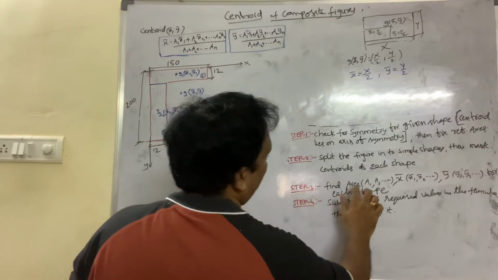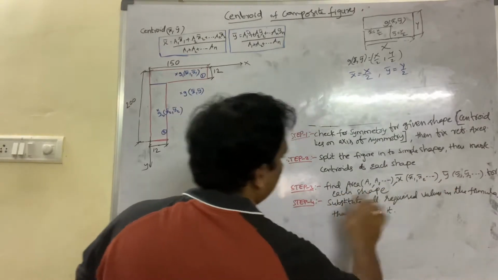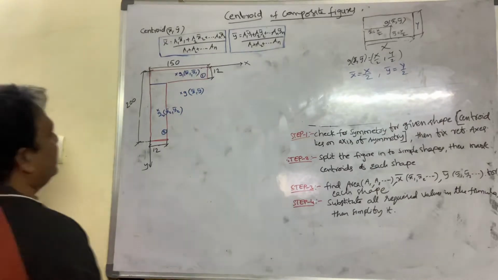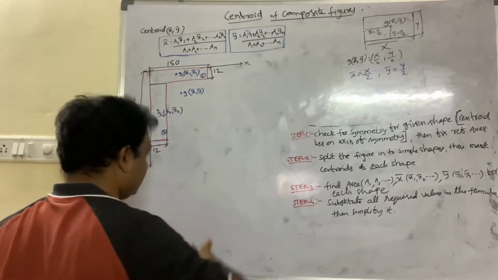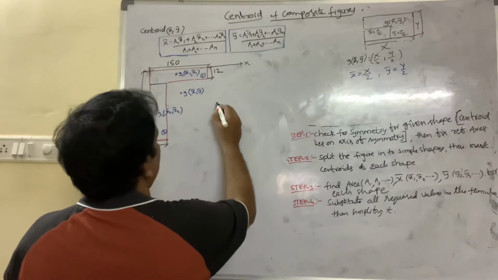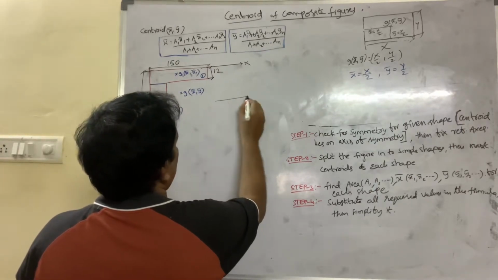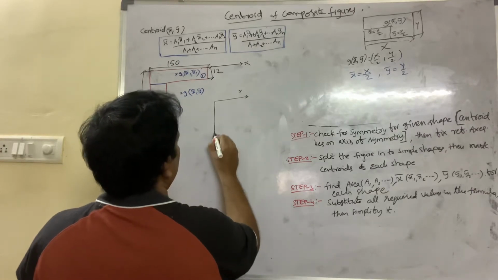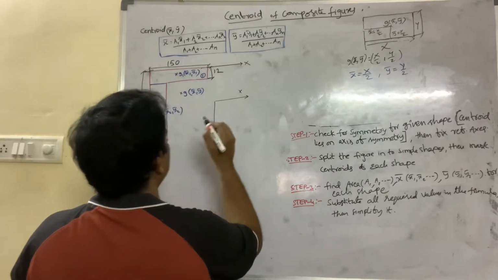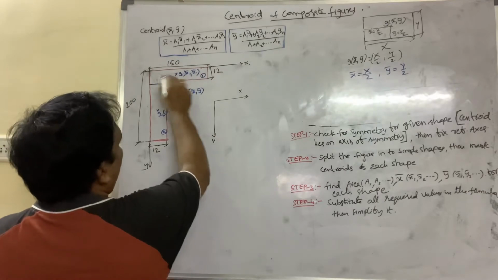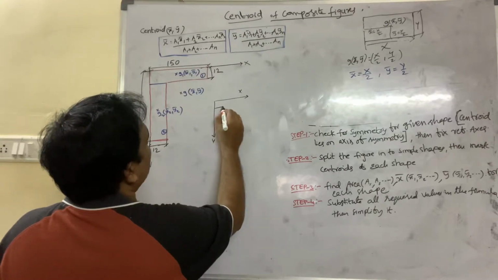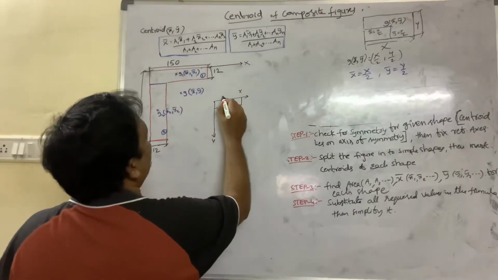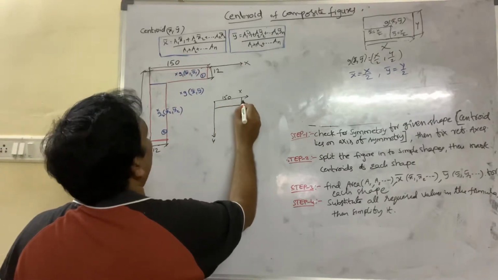And step 3: find area, x bar, y bar for each shape. So to find out these values, let us draw the figure individually. So this is the x-axis and this is the y-axis. What is the location of the first member? The location of the first member is like this. This is the origin, with the dimensions 150 and 12.